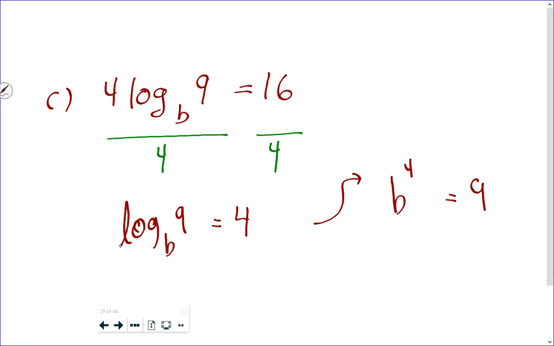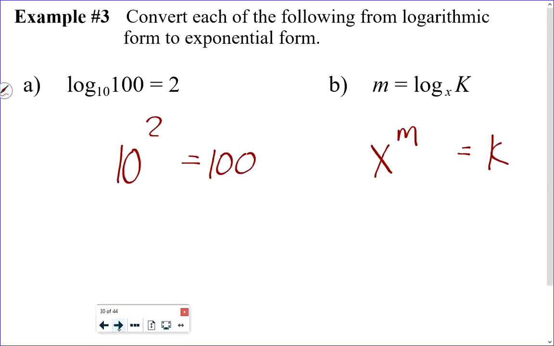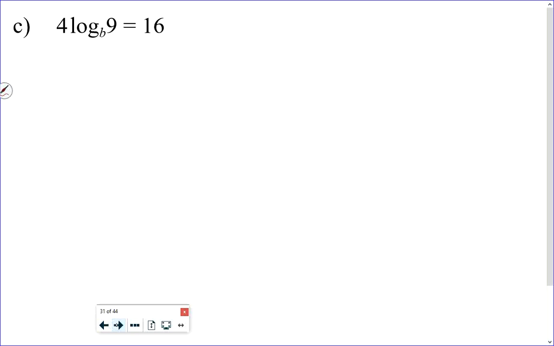Are we okay with 3c? I guess that was 3c. Okay. Oh.